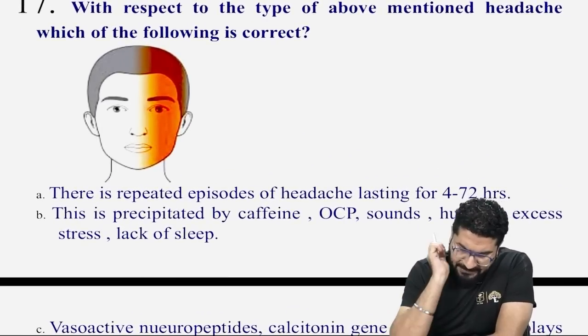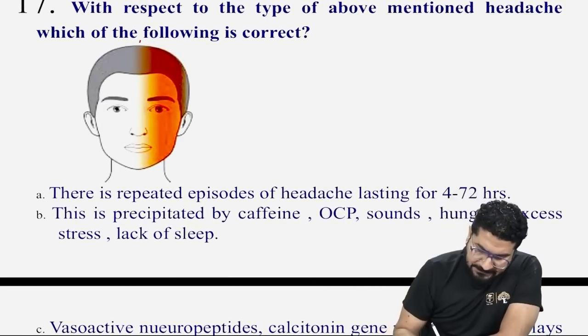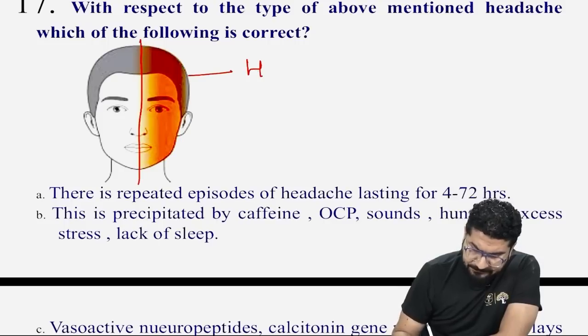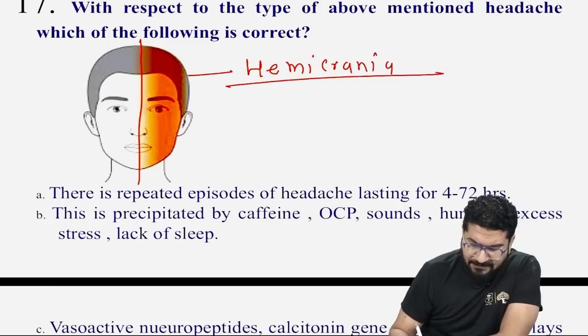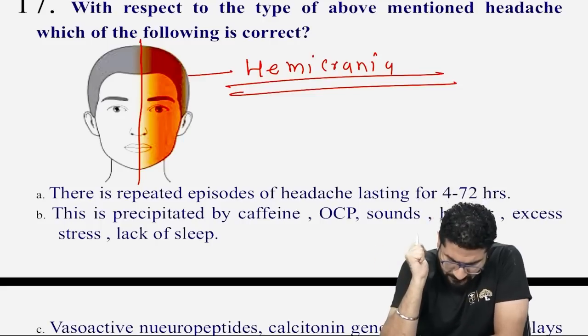With respect to the type of above mentioned headache, which of the following is correct? First, you can see the localization of this headache. This is hemicrania. Hemicrania means half-sided headache. So a half-sided headache most likely could be migraine. So let me see the options.